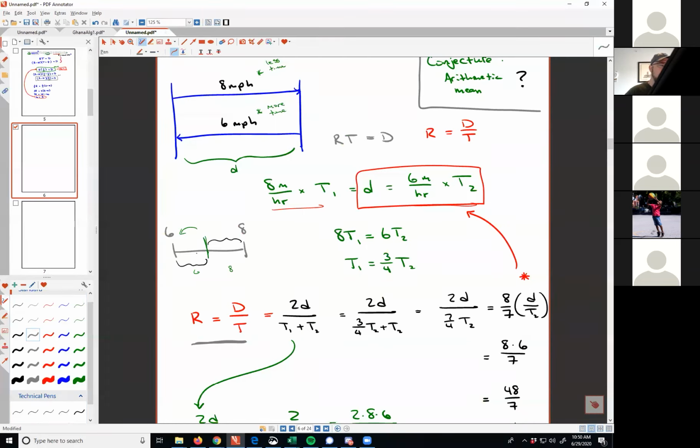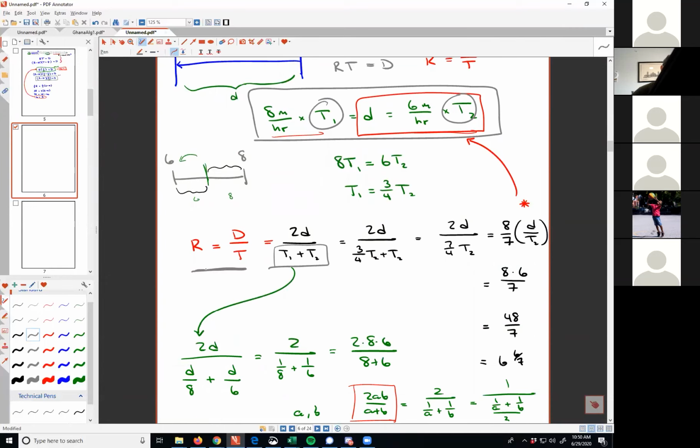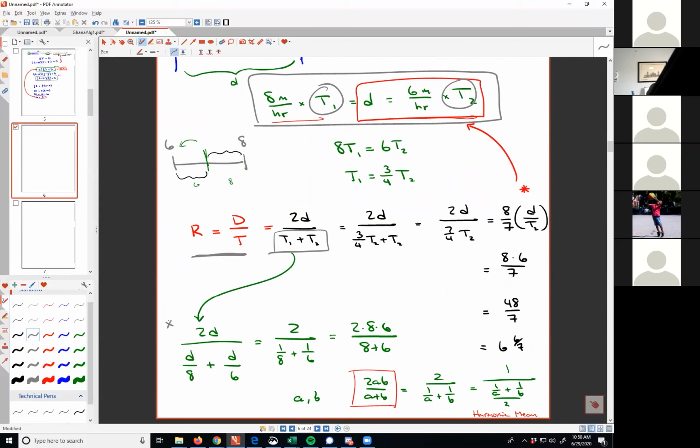And so we took that T1 and T2 and we went back to the equations for each leg of the run. And we said, well, we can substitute for T1 and we can substitute for T2, both in terms of D, which is nice because we have D in our numerator, right? So we substituted for these. And if you follow the green arrow, we got that equation. And then we divided D out of the numerator and denominator.